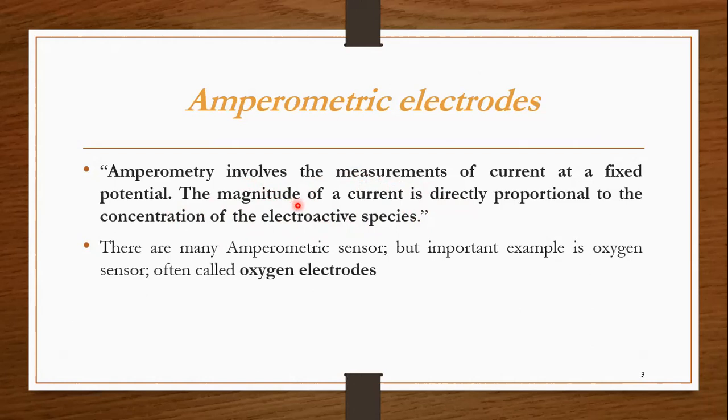When we provide a fixed amount of potential, then we get an amount of current. So the amount of current is directly proportional to the concentration of those species which carry the current. There are many amperometric sensors, but an important example is the oxygen sensor called the oxygen electrode, which is also called the Clark electrode.